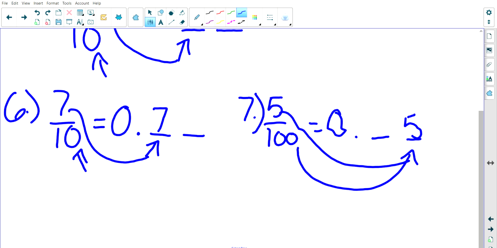Now this number is not a 2-digit number, so what do I need to do at that open blank spot? I need to write a place value 0 in there so that it holds the place of 0 tenths, because I do not have any tenths. I just have 5 hundredths.